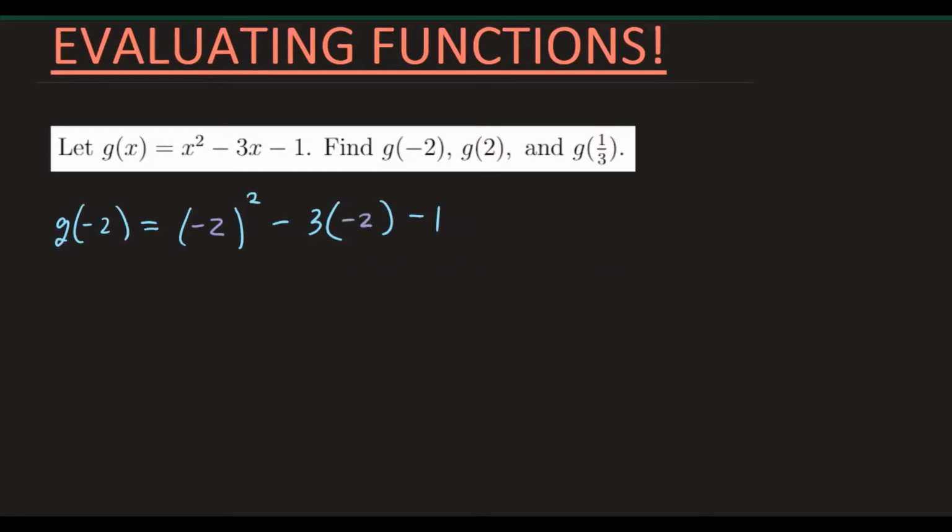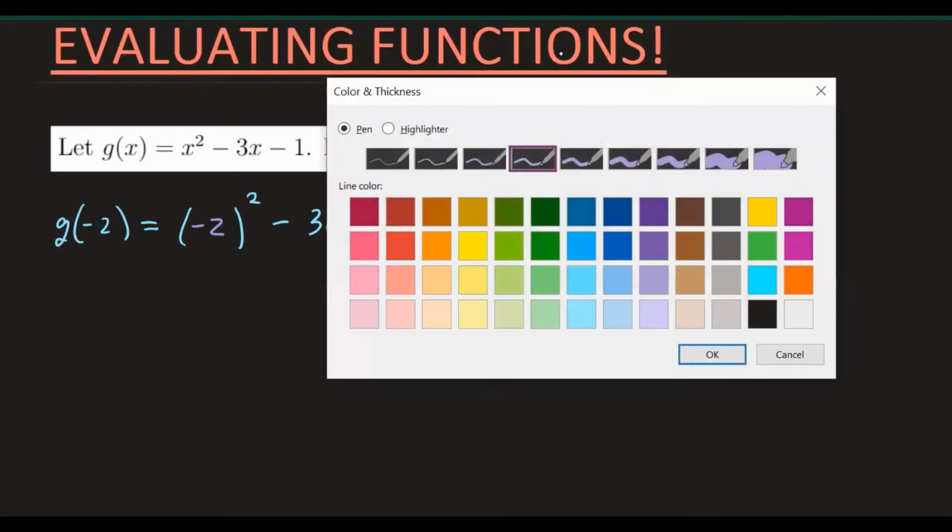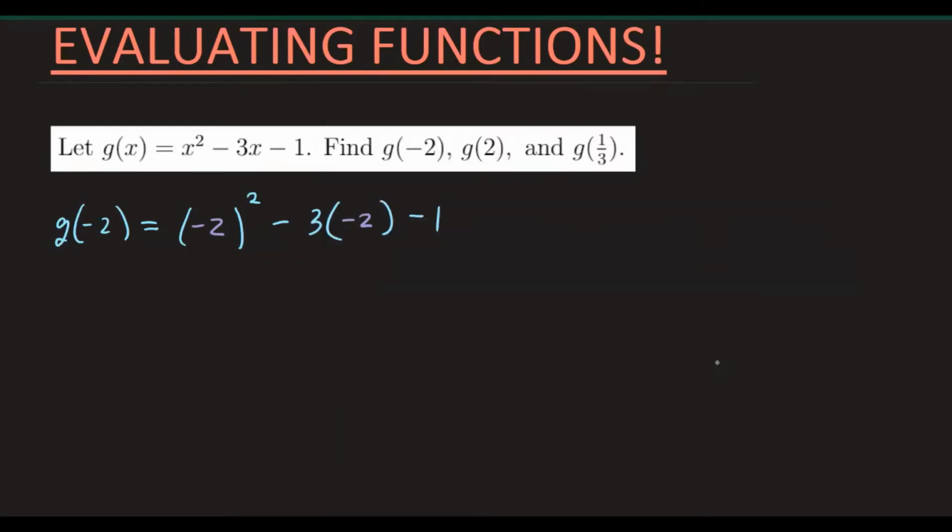So that's how you evaluate a function at any given x value. Now the rest is just doing the computation. So we have (-2) squared, which is 4, minus 3 times -2, that's plus 6, minus 1. So now you just combine them. So this would be 9. So g of -2 is 9.